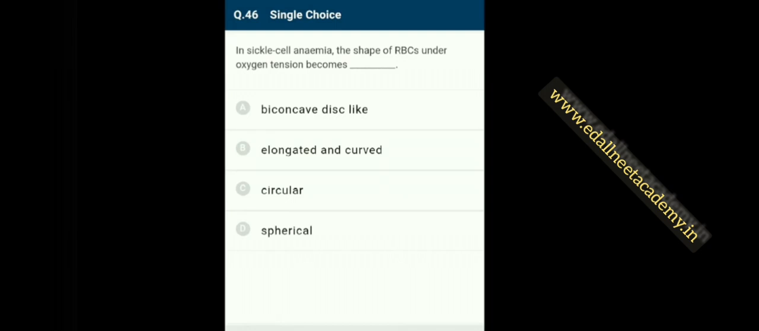from each parent. The abnormal hemoglobin formed is not able to carry enough oxygen, and this causes the formation of rigid, non-liquid protein strands that distort the shape of the RBC. Sickle cell anemia is a recessive autosomal gene disorder that follows the Mendelian inheritance pattern. So the answer is option B, elongated and curved.